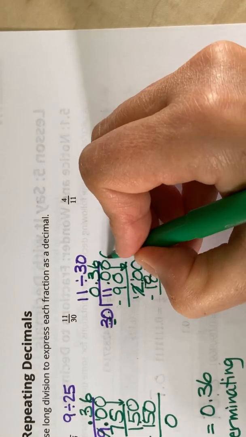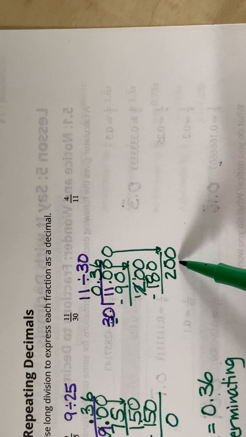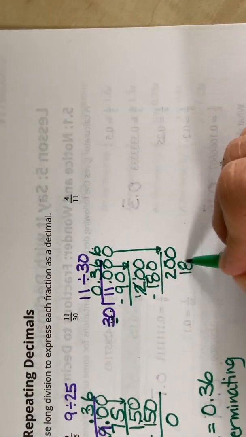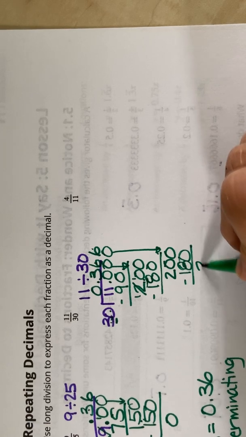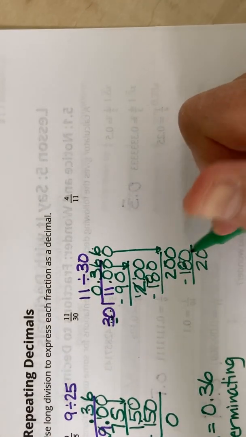And you're going to see the pattern right now. I had 20 the last time. I'm going to keep bringing down a 0 till I can't do it. 30 goes into 200. We literally just did this. 6 times 30 is 180. I'm going to get 20 remainder. Okay, so you're going to keep getting a pattern in your remainder. 20, 20. If I did it again, it would be 20. So that means that 6 repeats.